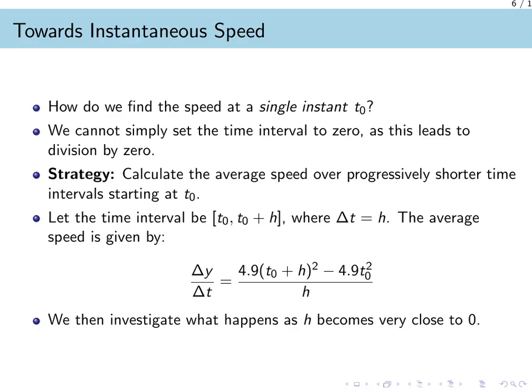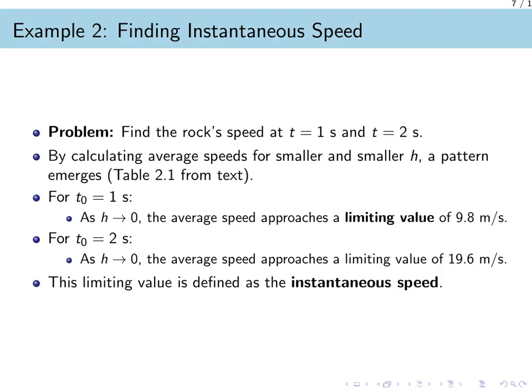To find the speed of an object at a single instant, we can analyze what happens to its average speed as the measurement interval becomes vanishingly small. While we cannot simply set our time interval, h, to zero in the average speed formula, we can observe a clear pattern as h gets progressively smaller. As we look at shorter and shorter intervals starting at 1 second, we see the calculated average speed gets closer and closer to a specific number, which we call a limiting value.